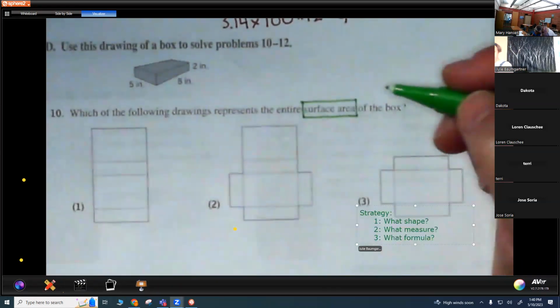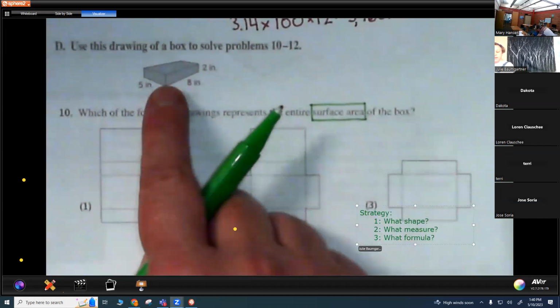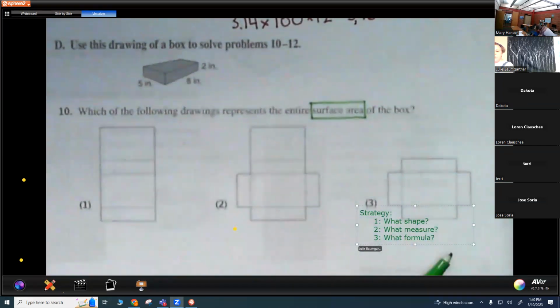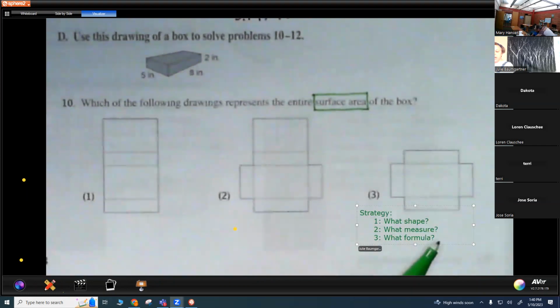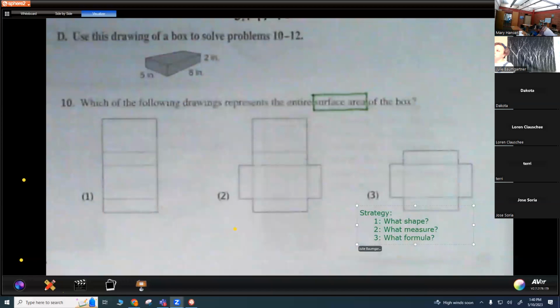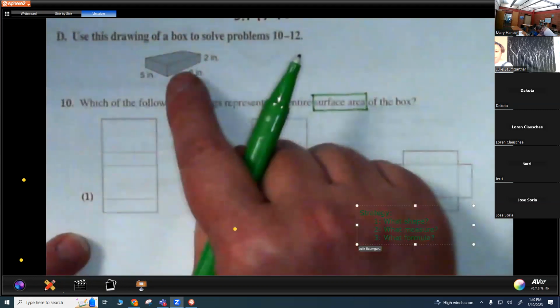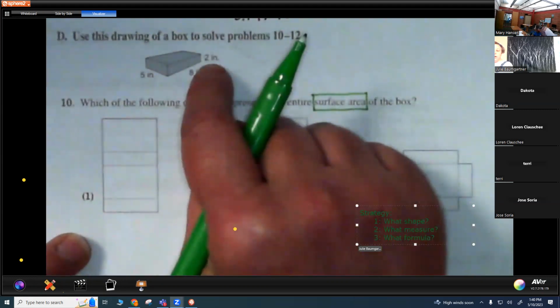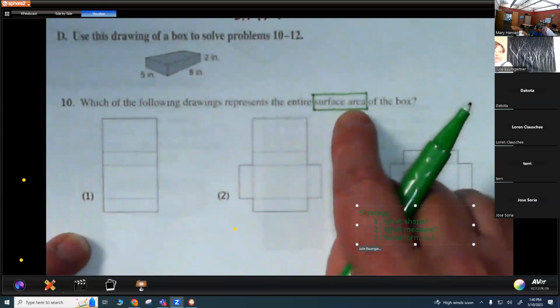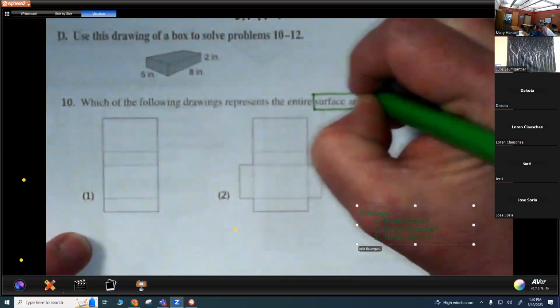And so surface area. So if this is our box, which of the following drawings, 1, 2, or 3, represents the entire surface area of the box? 2. But hopefully everyone remembers. So yeah, when we look at our 3-dimensional shape, the other measurement that we're doing is surface area.